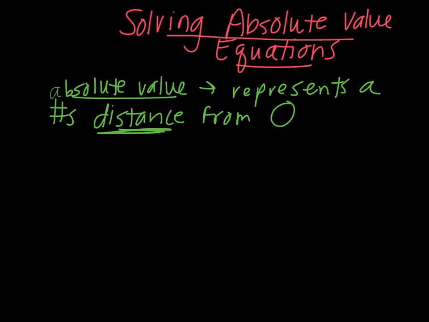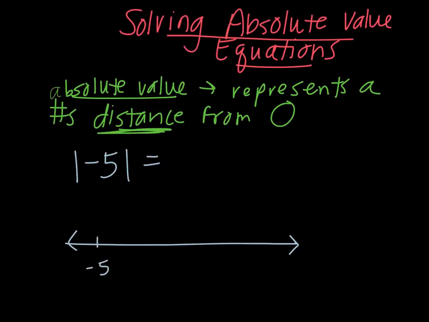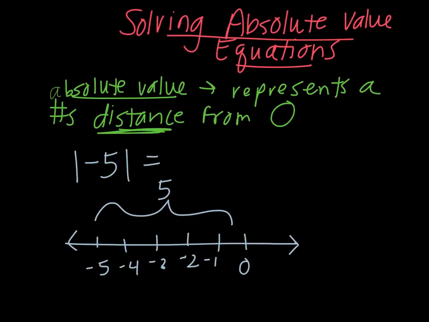So for example, when I take the absolute value of -5, I'm really asking how far is -5 from 0? Well, if here's -5 and here's 0, -5 is 5 units from 0. So the absolute value is +5. And so that's why you learn that absolute values are always equal to a positive number.